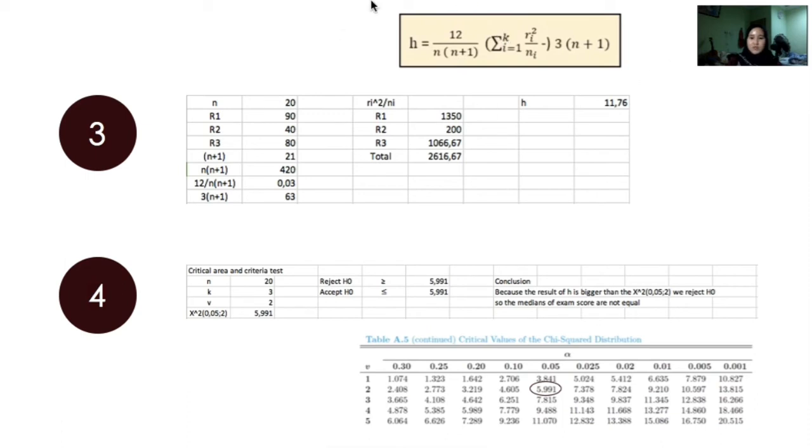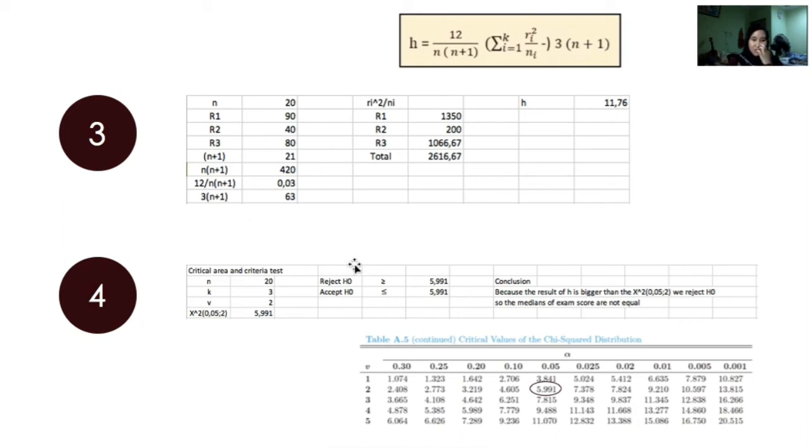After that, we have to calculate H. H is defined by this formula, and to make it simple, I already wrote it here. To put it simply, H is these times these, the total of these, and minus these. So we get the result of H is 11.76.